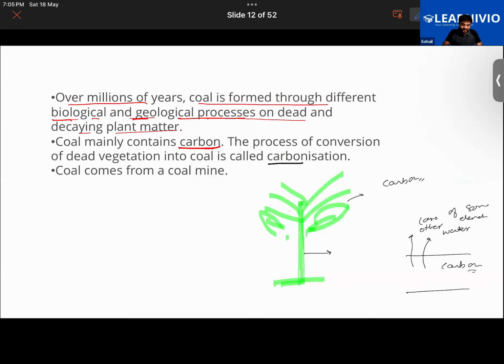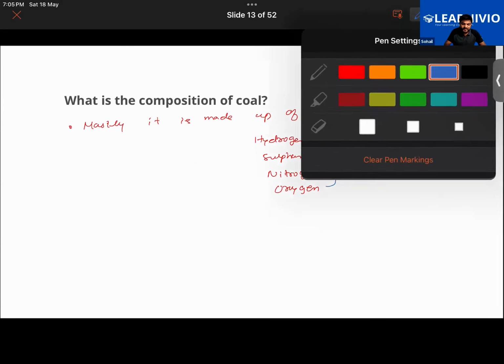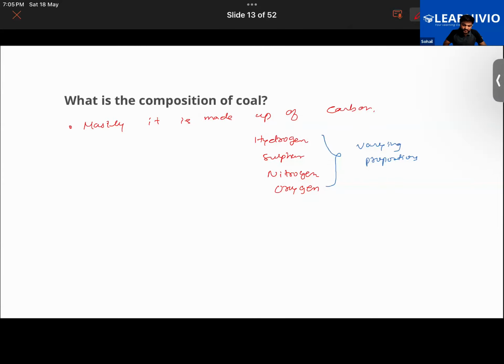So biological and geological factors have helped in the formation of it. And we talked about the composition of coal also. We learned that coal mainly consists of carbon. Apart from carbon, it will consist of a small amount of hydrogen, sulfur, nitrogen, and oxygen also.